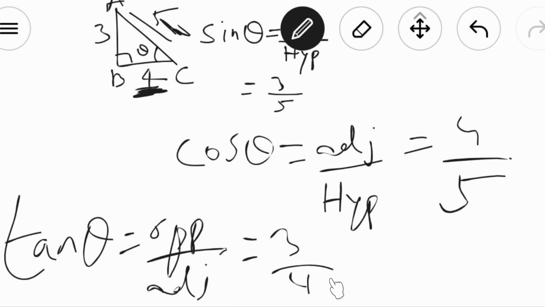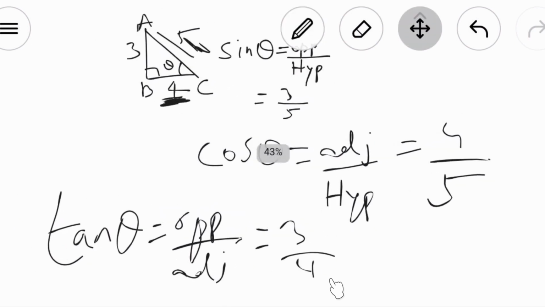The next three are simple. The basic trick is, if you just know how to find sine theta and cosine theta, the remaining four are as simple as it gets. You're going to get them in a blink.